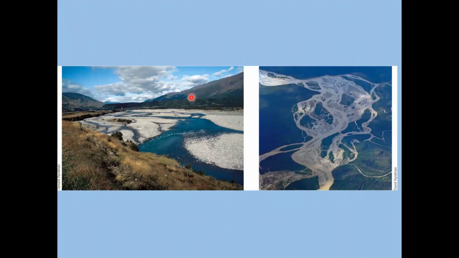And here's some more braided streams. Again, these are in glaciated areas. Look at all the gravel bars here. Look at this one, it's all over the place. Multiple channels have been cut.